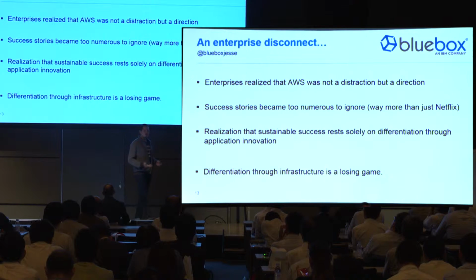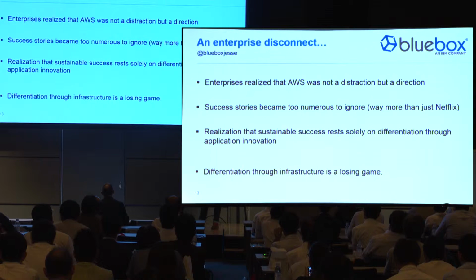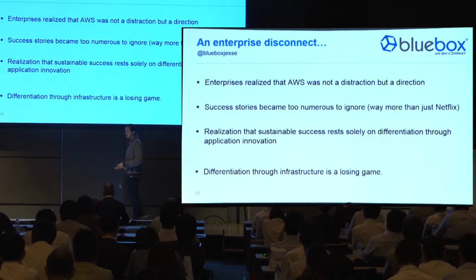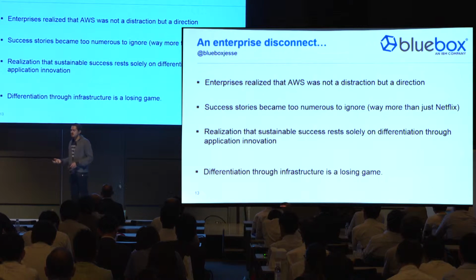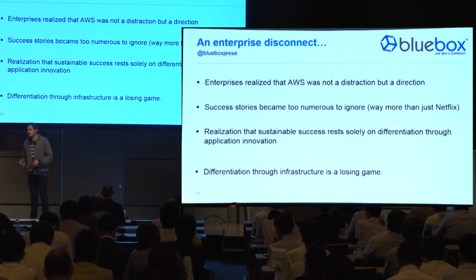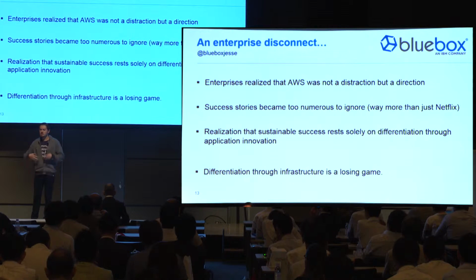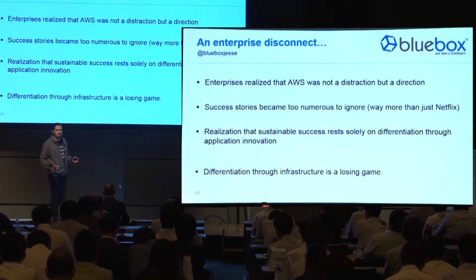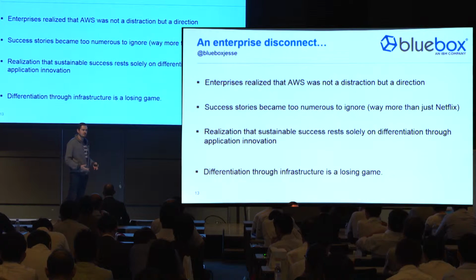The success stories of companies running applications on public clouds became far too numerous to ignore, and it went far beyond Netflix. We're beginning to see hundreds of companies, thousands of companies talk about the things they've been able to accomplish on these public cloud platforms. And enterprises began to realize that differentiation through infrastructure is not a winning strategy. Enterprises need to differentiate and build their businesses based on what sits on top, on the applications they can build, not on the technology that those applications run upon.